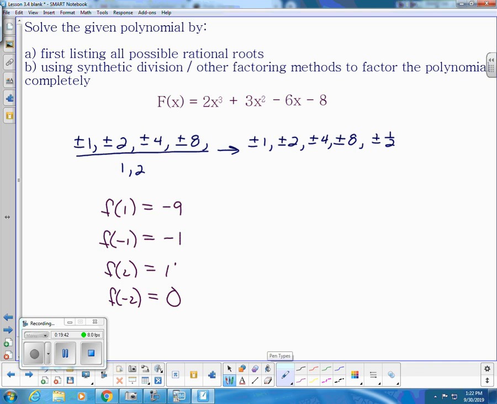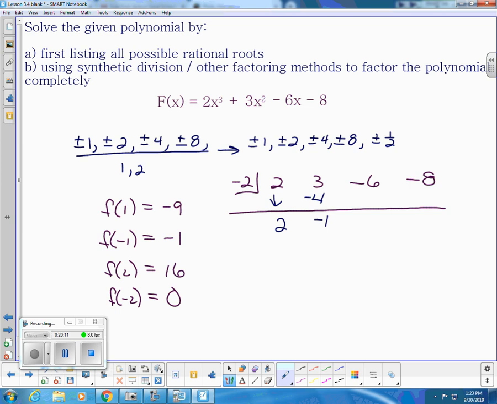Is it negative 2? Okay, so I have a 0. So now it's a cubic. That's only 1 degree from a quadratic. So I only need to do synthetic division 1 time to get that guy down to a quadratic. So let's do it. We're going to put a negative 2 in the box. That's the whole reason we learned synthetic division, not just because it was fun.